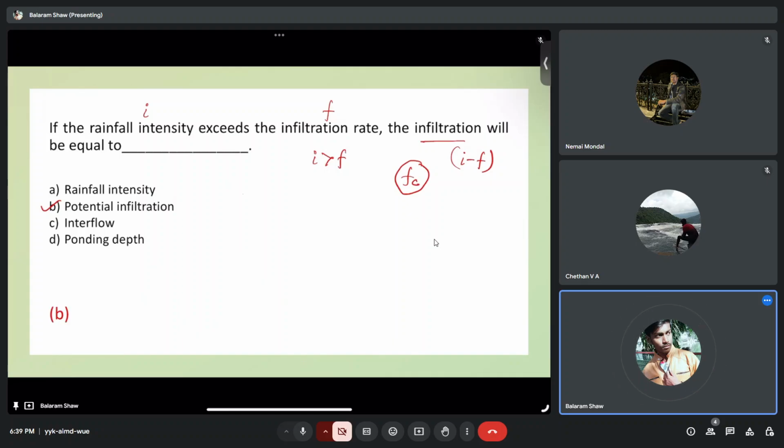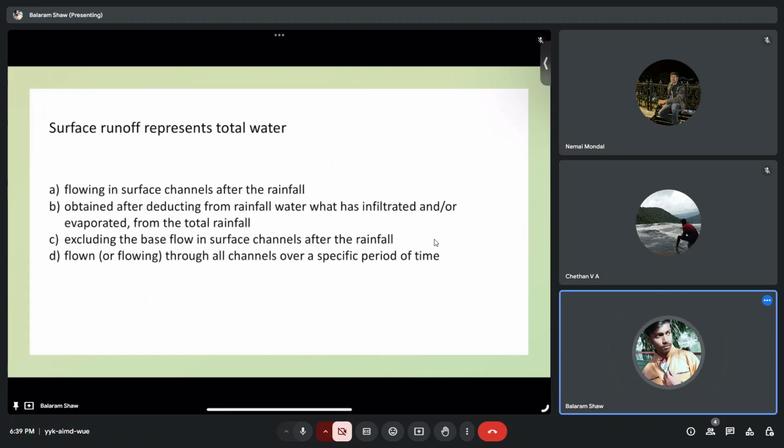Okay. So the next question is: surface runoff represents total water... So the correct answer will be what? I'll give you some time to read, then just guess and then I'll tell you the answer. Okay, so I hope you have guessed the answer.